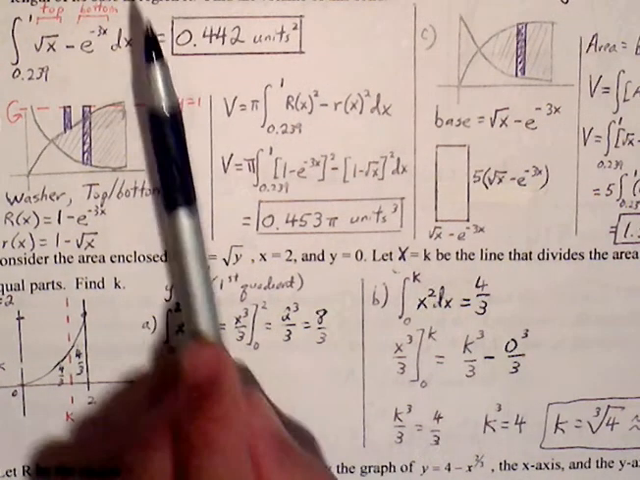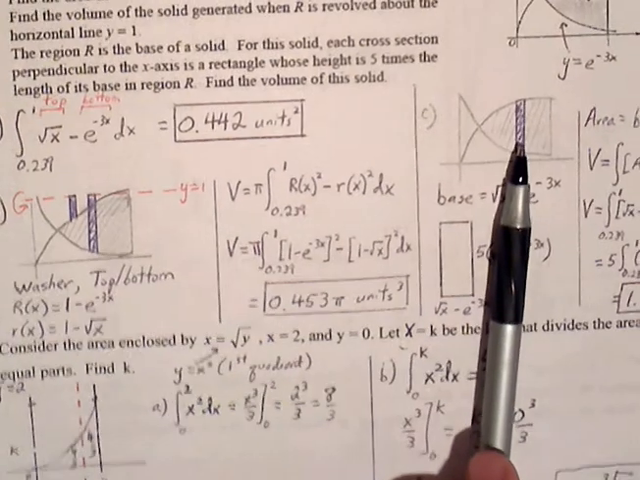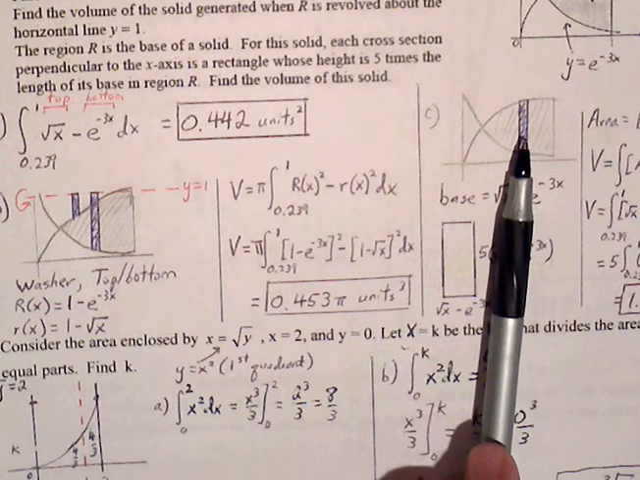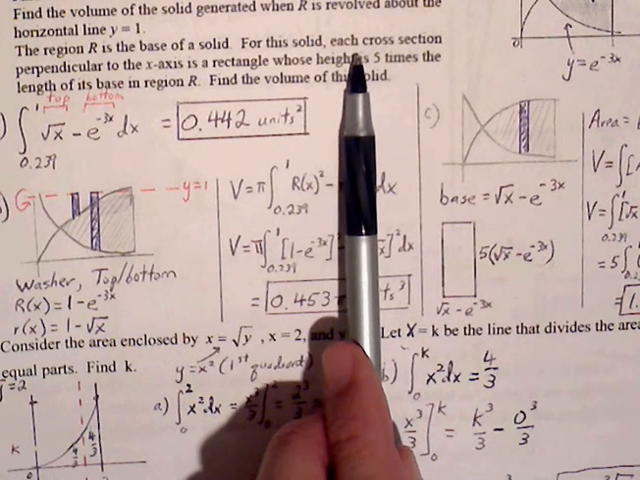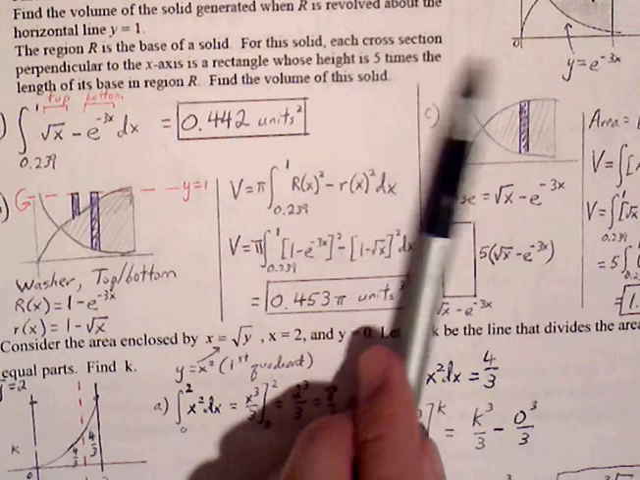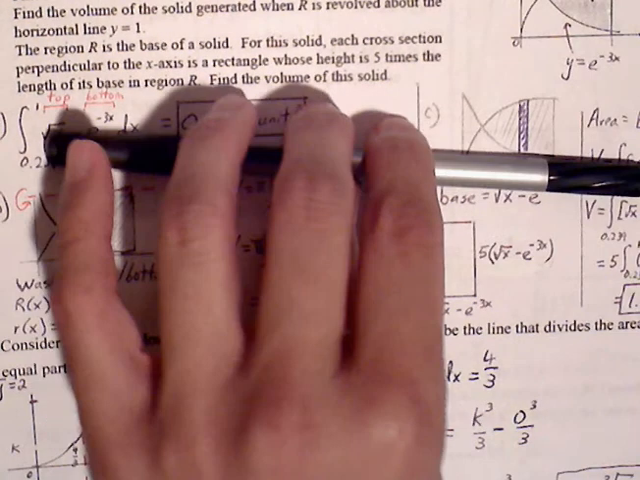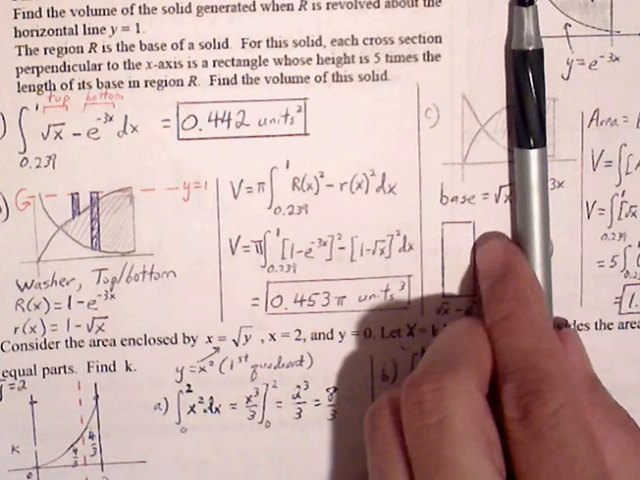Okay, part C, the region R is the base of a solid. So now we're looking at cross-section problems. For this solid, each cross-section perpendicular to the x-axis. So the x-axis is horizontal, right? Perpendicular, we have to be vertical then. So we're going to draw a base that will be vertical.